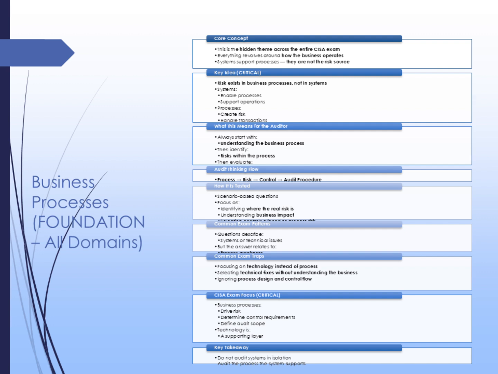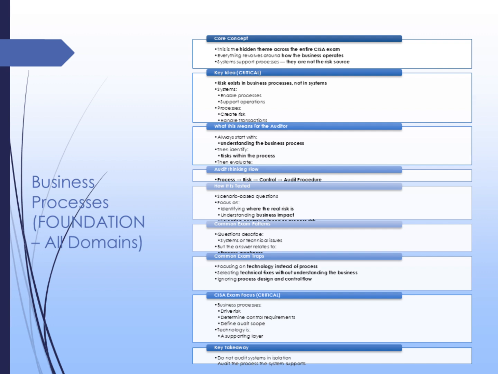Most exam questions are scenario-based. The question may describe a technical issue or a system problem, but the correct answer usually relates to business impact, process weakness, governance, control design, or risk exposure. A common mistake in the exam is focusing immediately on technical fixes. Candidates often select highly technical answers without first understanding the business process or the root cause of the issue. The CISA exam consistently rewards audit judgment over technical detail.